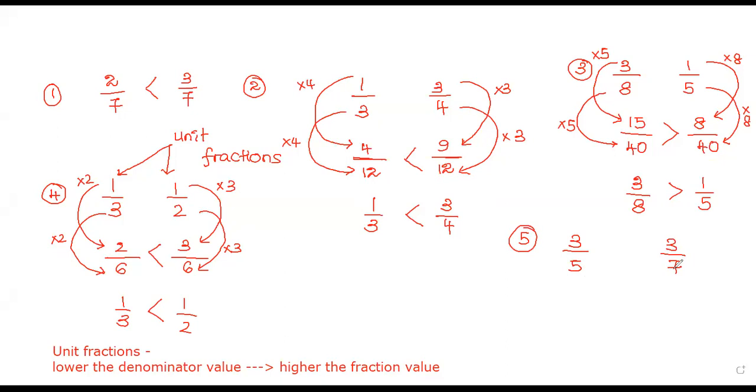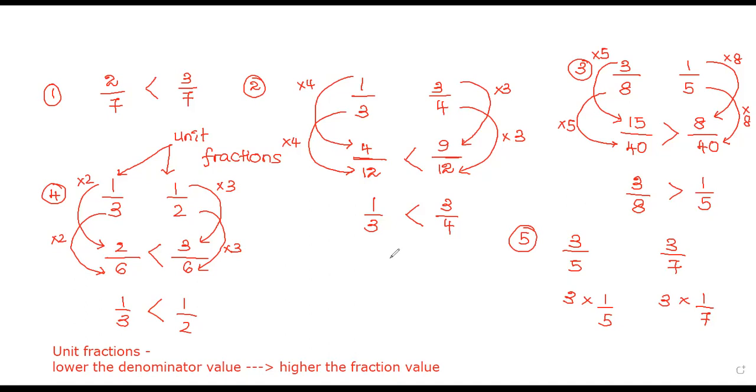Now, the numerators are equal. But they are not unit fractions. If they are unit fractions, we know what we should do. But now, these are not unit fractions, but I can write these two fractions in a way that I can see the unit fraction. How? 3 multiplied by 1 over 5 and 3 multiplied by 1 over 7. That means, children, both the unit fractions 1 over 5 and 1 over 7 were multiplied by the same whole number 3.